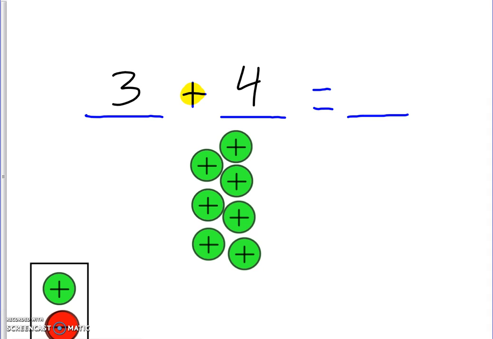So of course I smash them together, and all together in the pile is 7 positives, so my answer is a positive 7. That's the easiest one. We'll start easy. I'll go to the next slide now.